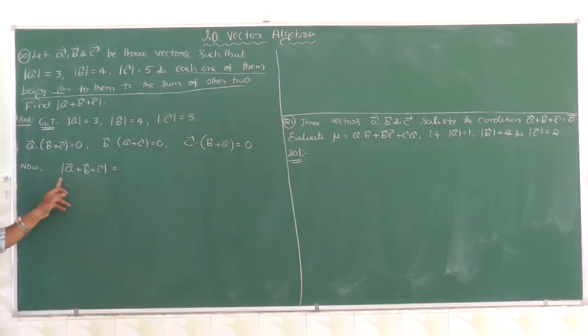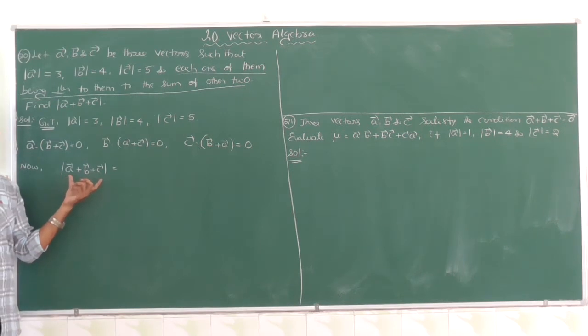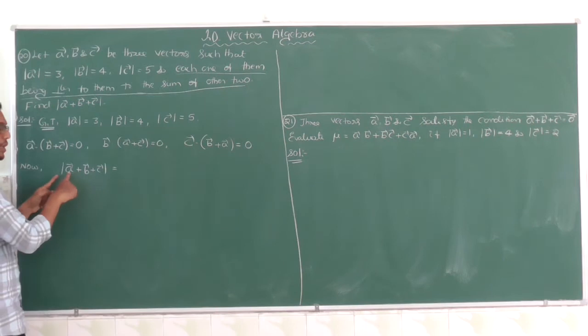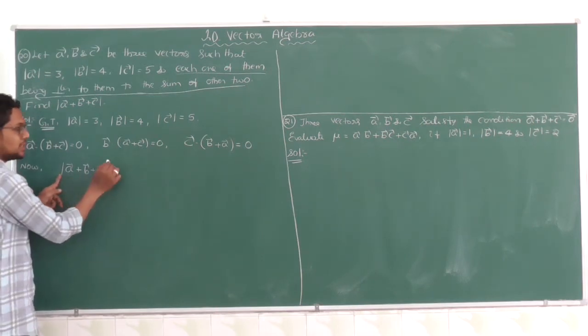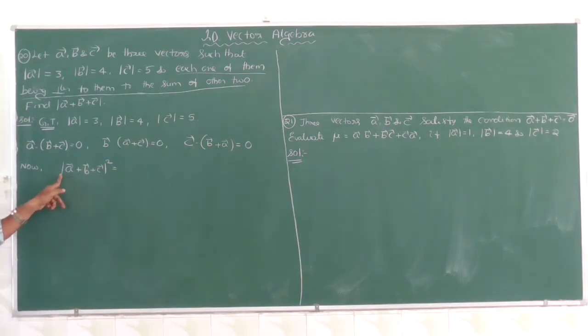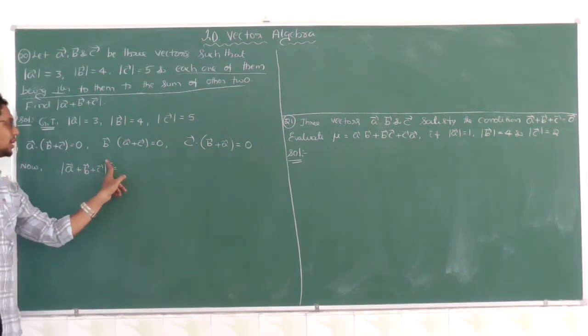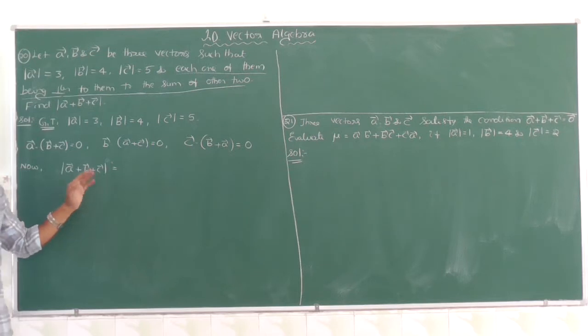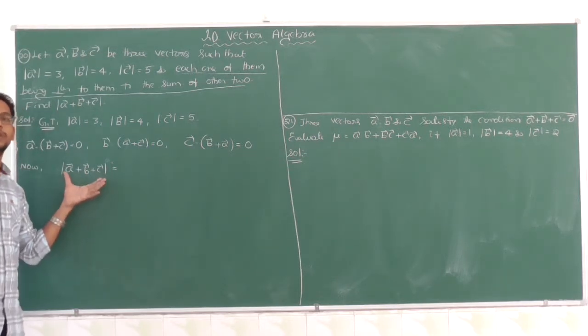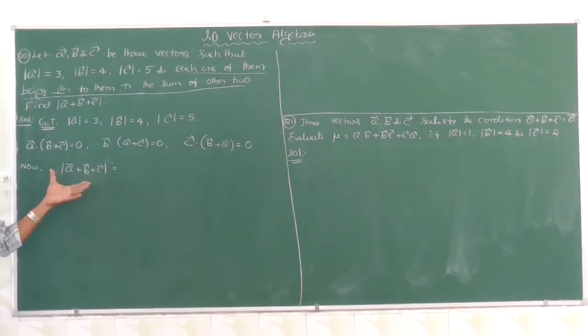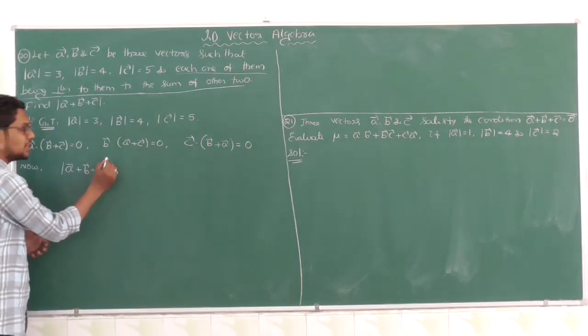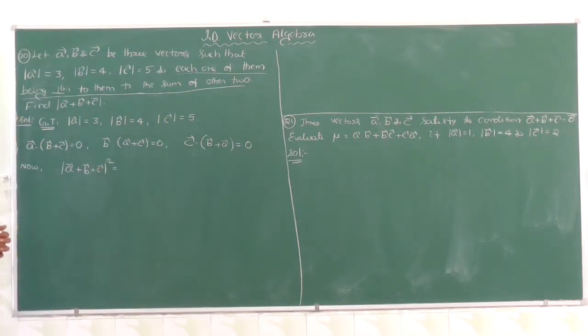Is there any formula or any condition to find the magnitude of A plus B plus C? No, we don't have. So I will consider the magnitude of A plus B plus C whole square, because to find the magnitude of A plus B plus C itself we don't have any kind of condition or formula, right? So I will consider here the square.